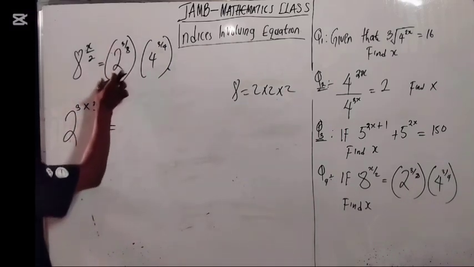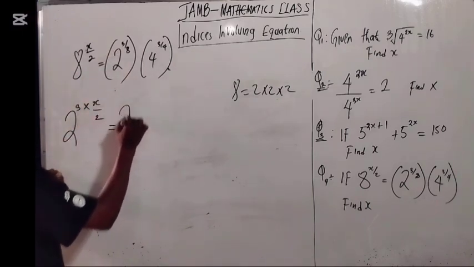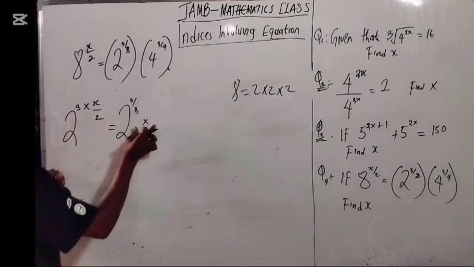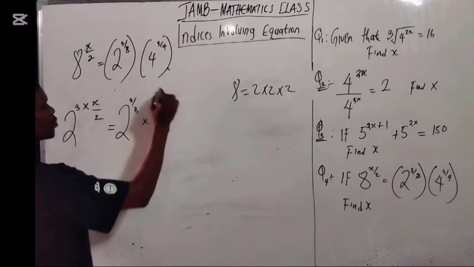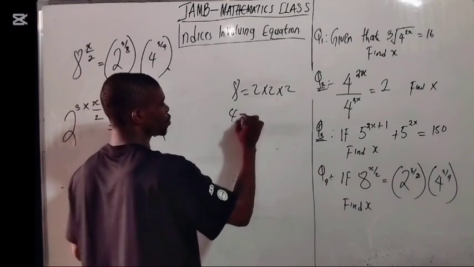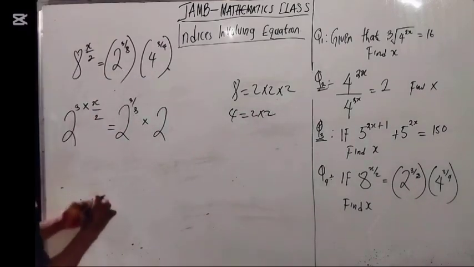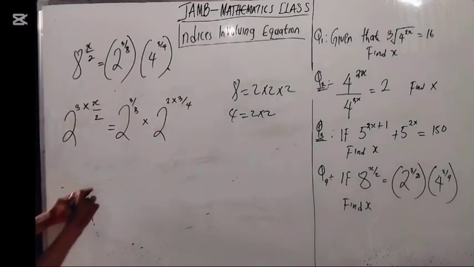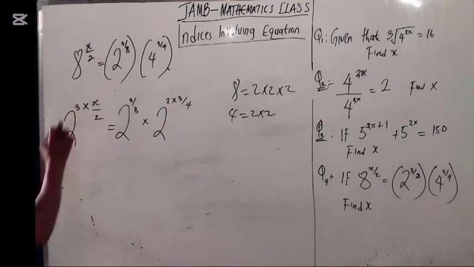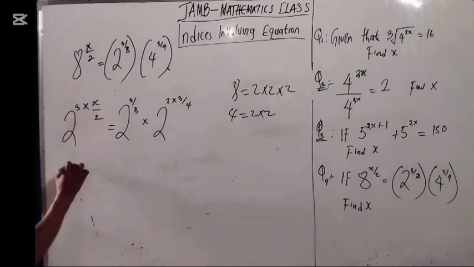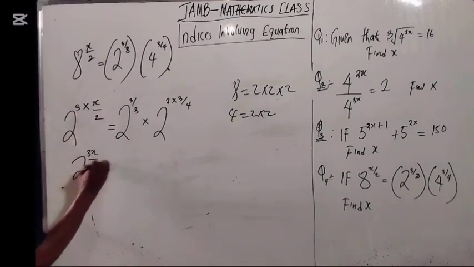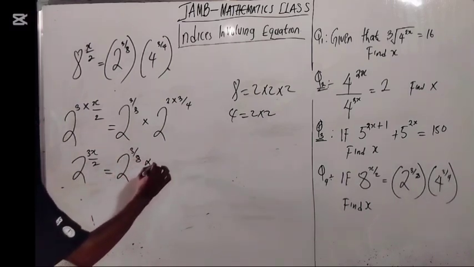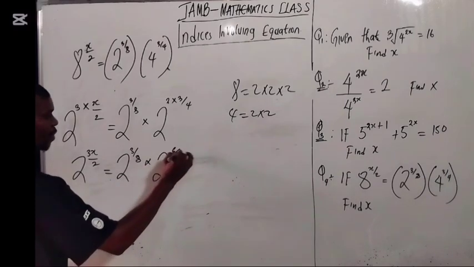Equals, this one is already base 2, so you just write it like that, 2 raised to 3 over 8 times. Then 4 is 2 times 2, which is going to be 2 raised to 2, so we have 2 raised to 2 times 3 over 4, right? So what happened here? 3 times x is 3x over 2. So here we have 2 raised to 3x over 2 equals 2 raised to 3 over 8 times 2 raised to 6 over 4.